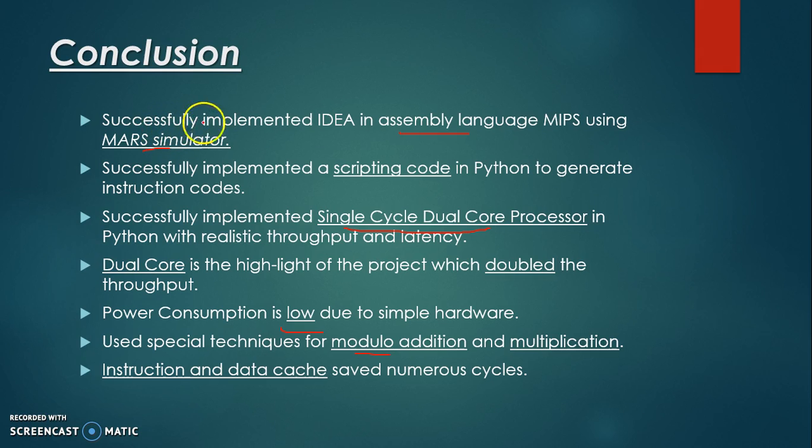I would like to conclude by saying that I successfully implemented the IDEA algorithm in assembly language using the MIPS MARS simulator. I also implemented a scripting code in Python to generate all the instruction codes. I successfully implemented a single cycle dual core processor with realistic throughput and latency. Dual core is the highlight of my project, which doubles the throughput. The power consumption is really low, and I am using special techniques for modular addition and multiplication.